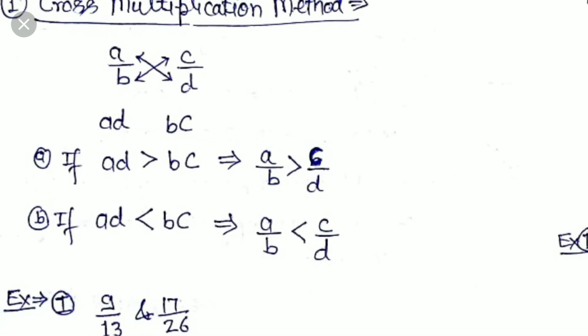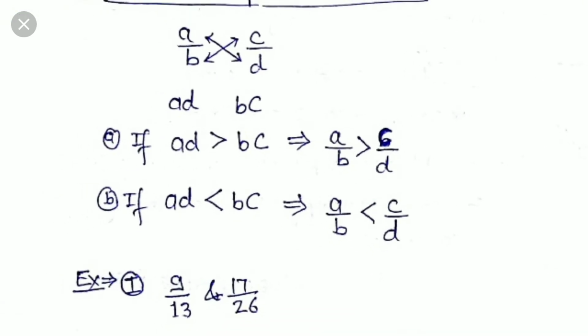If this AD is greater than BC, then we can say that the first fraction a by b is greater than c by d. And if this AD is less than BC, then the first fraction is less than the second fraction. How do you know which one is greater and which one is smaller? The symbol is this: the side at which it is open, that side is greater. The side at which it is closed, that side is smaller. So if it is open towards AD, AD is greater and BC is smaller. If open towards BC, BC is greater and AD is smaller. This is the meaning of the symbol.